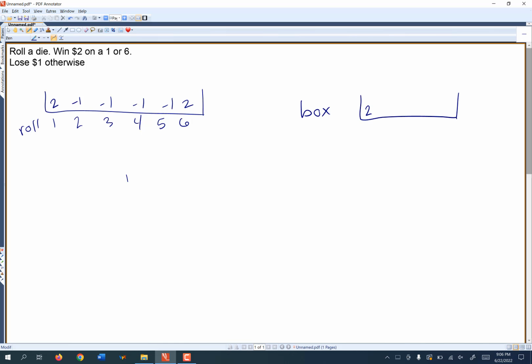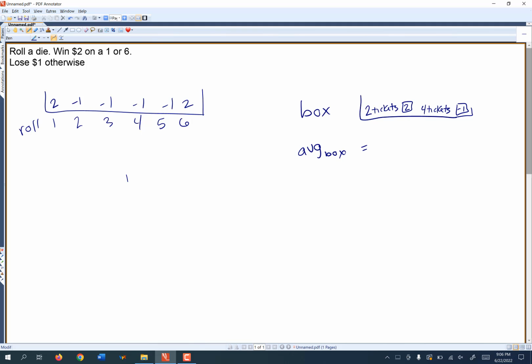And I could say I have 2 tickets of a 2 and 4 tickets of a negative 1. So that's my box. There are 2 ways I can win $2 and there's 4 ways I can lose $1. Once we have our box, we can look for the average of the box.